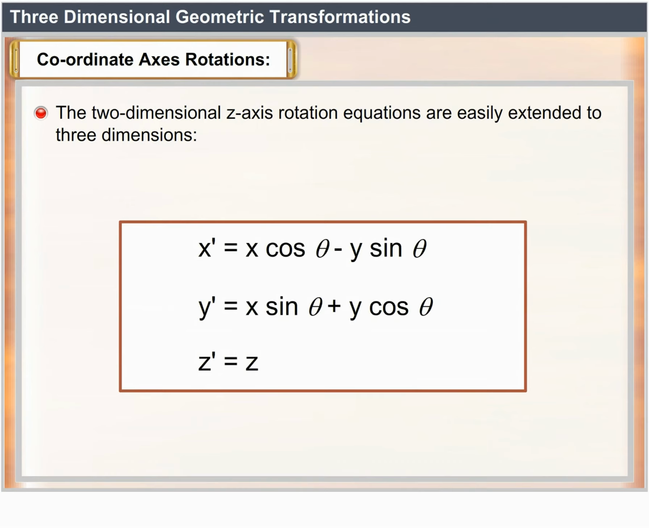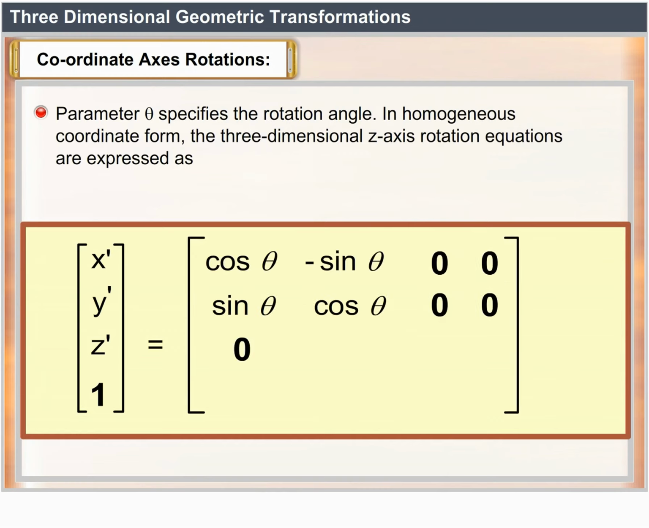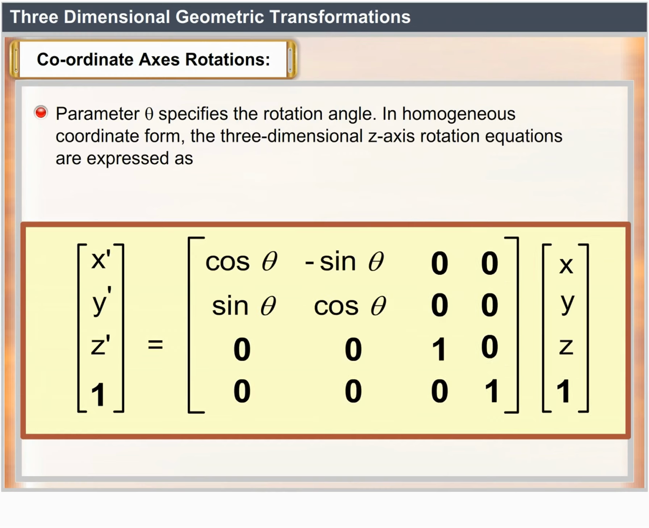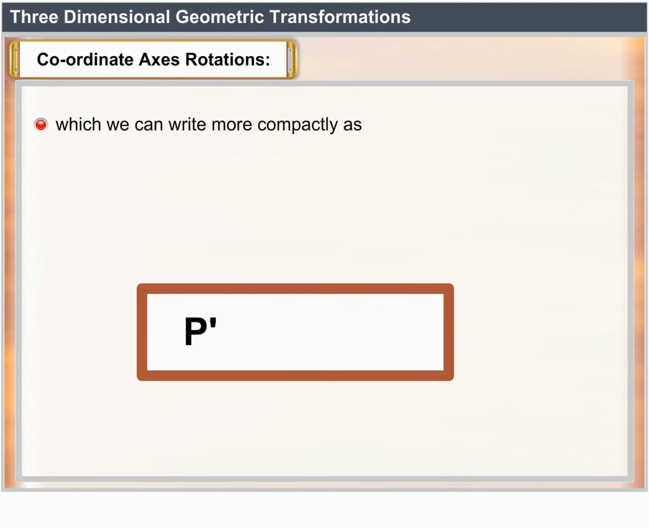In homogeneous coordinate form, the three-dimensional z-axis rotation equations are expressed as shown below, which we can write more compactly as P' = Rz(θ) · P. This figure illustrates rotation of an object about the z-axis.